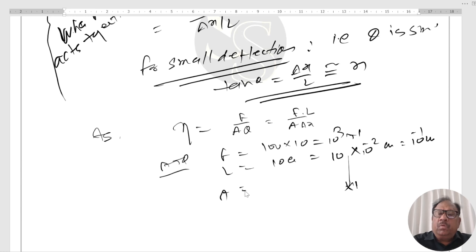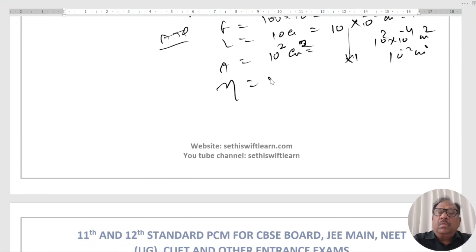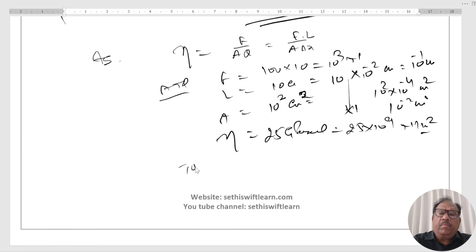Then area equal to 10 square centimeter, that is 10 to the 2 into 10 to the minus 4 meter square, that is 10 to the minus 2 meter square. It is given to you, 25 gigapascal, that is 25 into 10 to the 9 Newton per meter square. Right? Now, to find delta X, that is deflection. This is to find out.